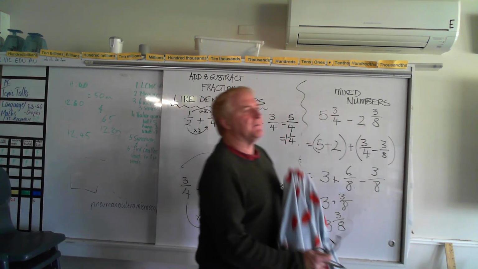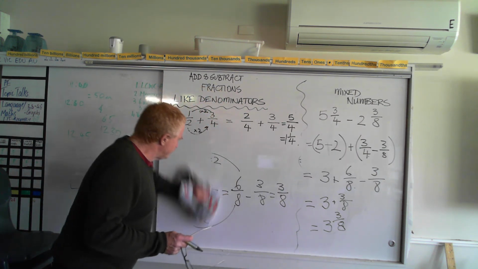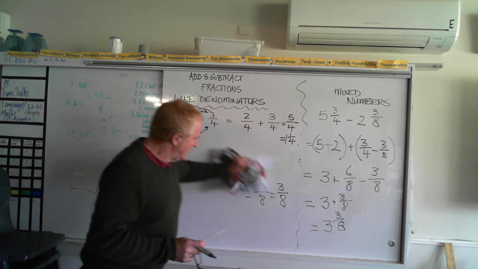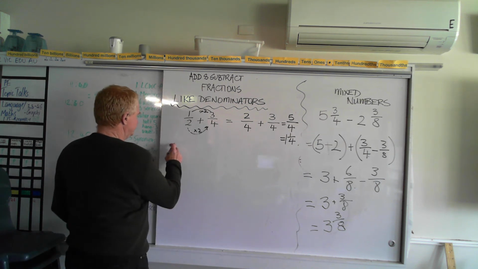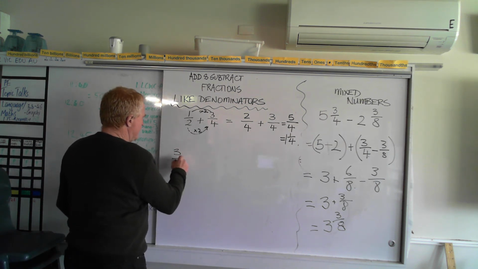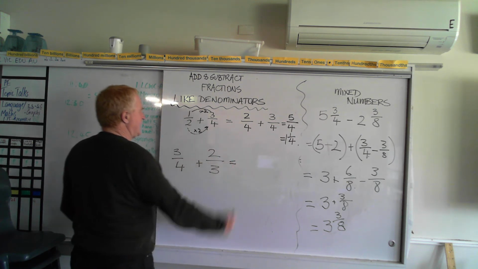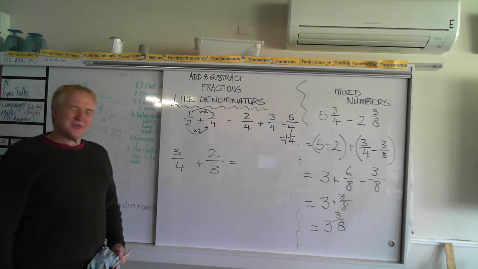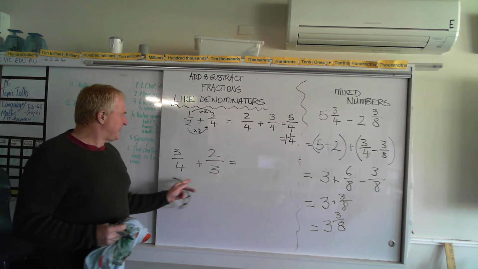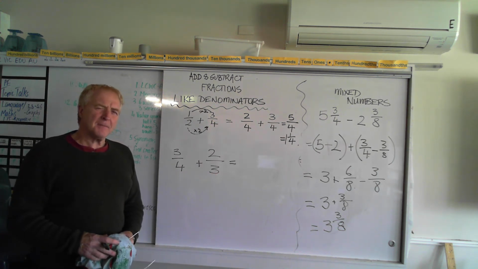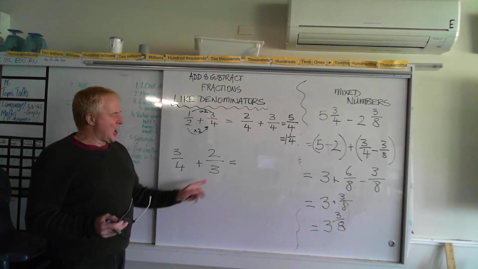Now, for those of you who want to have a think a bit further, what would happen if we had something like this? Let's say 3/4 plus 2/3. What does that equal? Because you're going to see things like that. Now, 3 doesn't go into 4 and 4 doesn't go into 3. That's a problem. So, we've got to find a like denominator.